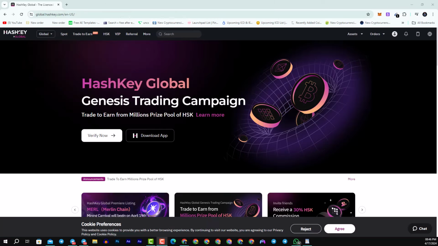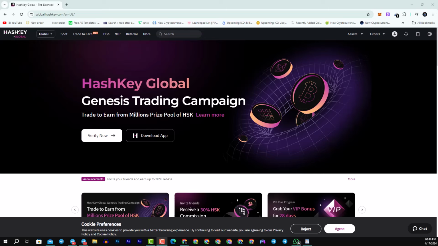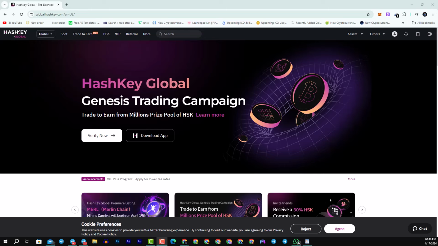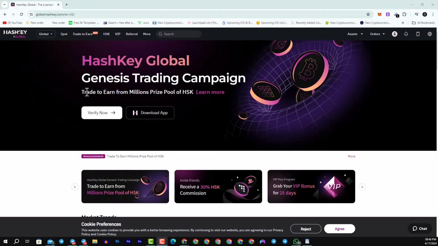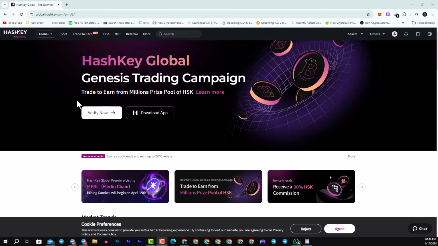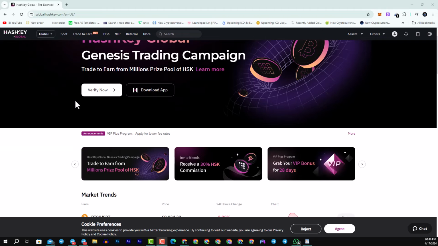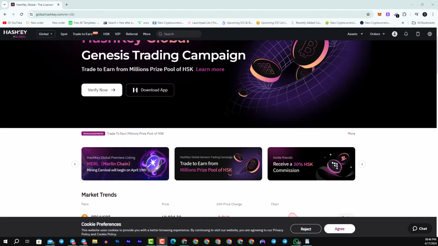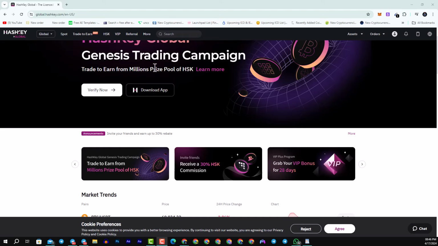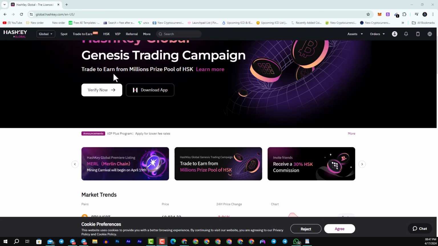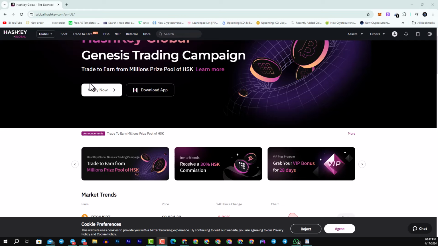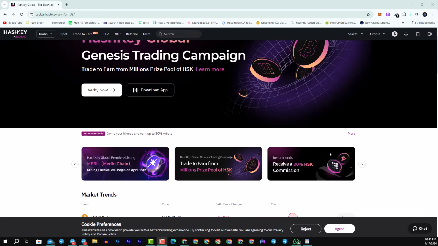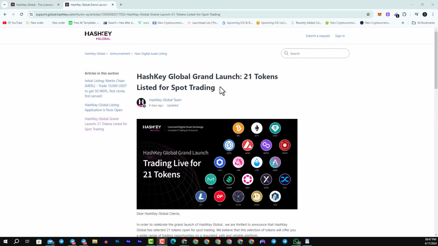HashKey is the platform coin of HashKey Global, and HashKey Exchange is Hong Kong's number one licensed exchange, which has just completed its Genesis sale at the beginning of 2024 with more than 38 times oversubscription. Futures trading and launchpad are coming soon. HashKey also launched its licensed exchange, HashKey Global, and announced the HashKey Global grand launch with 21 tokens listed for spot trading.